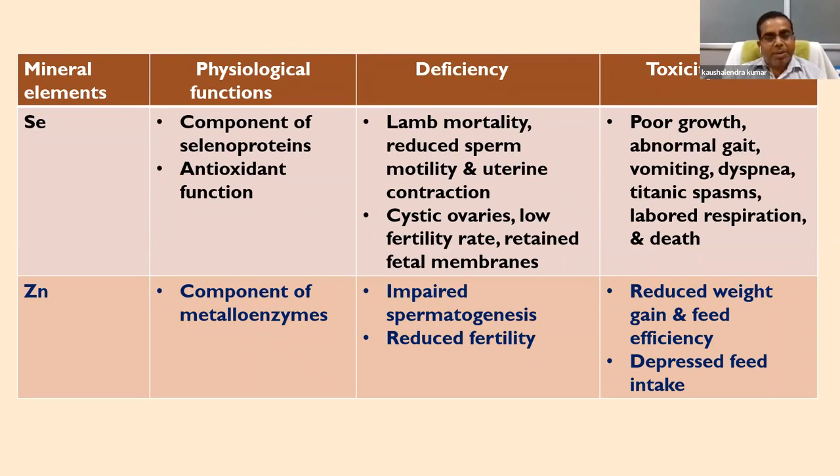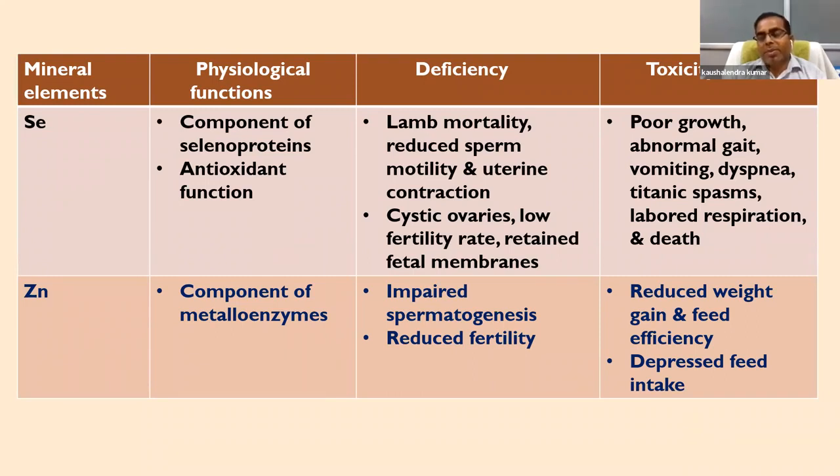Next mineral is zinc. Zinc is very important and is a component of different metalloenzymes, and it plays a very important role in metabolism as well. So deficiency of zinc impairs spermatogenesis and reduces fertility. So the major concern is about reproduction efficiency, zinc is directly associated with reproduction.